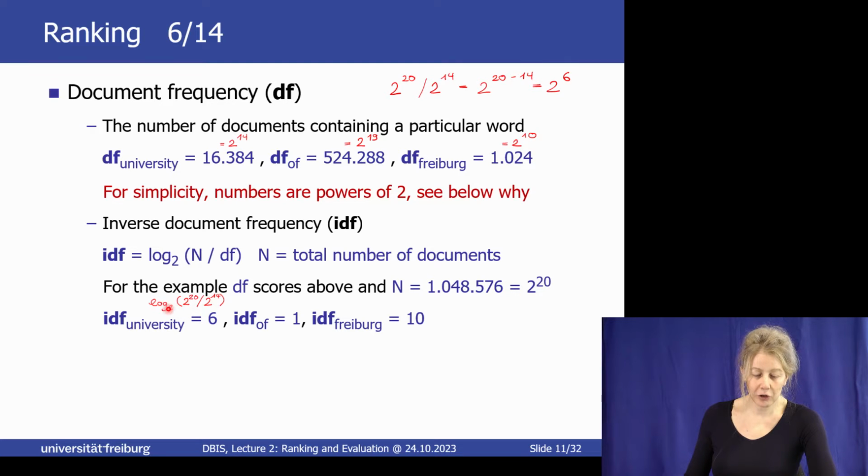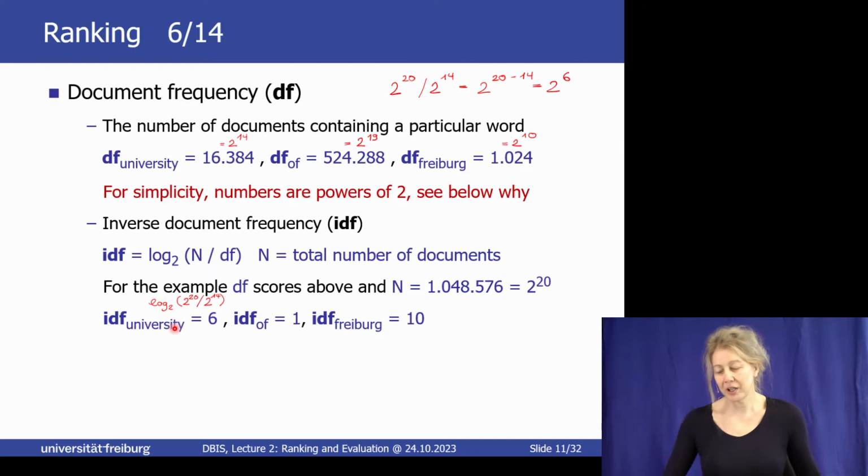"Of" occurs in half of the documents, half of the 1 million. So we have log 2 of 2, the 2 meaning half of 1 million documents contain it. So the IDF is 1. So a very low score, which says "of" occurs everywhere. It's not very meaningful. University is somewhere in the middle. That's the idea behind IDF.